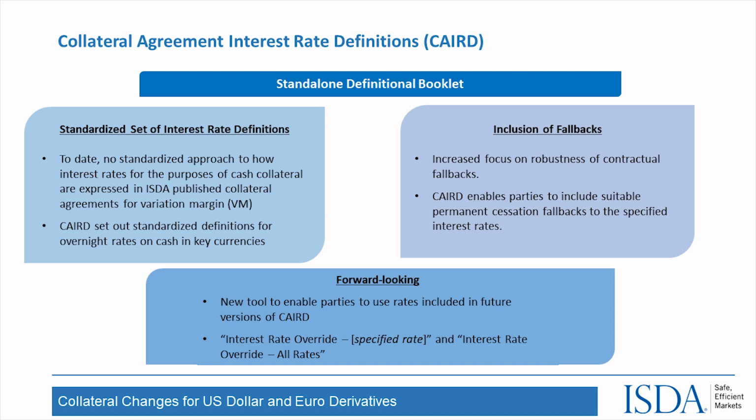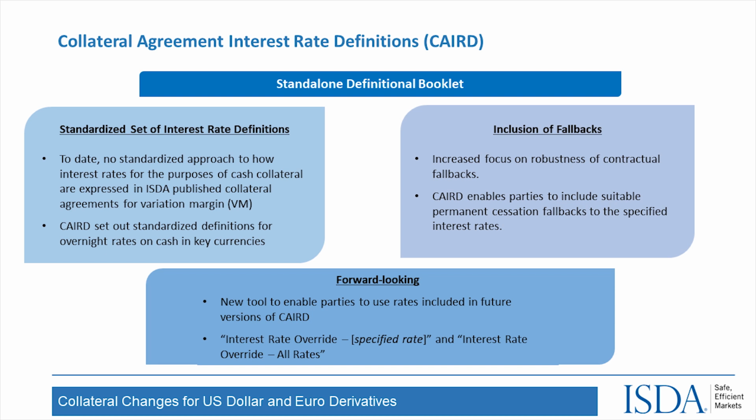So ISDA's efforts to facilitate transition of collateral interest rates really fall into two separate limbs. There's the recently published collateral interest rate definitions as one limb, and the second limb are certain bilateral templates that users can use to amend their existing contracts. So Susanna and I are going to look at the collateral agreement interest rate definitions.